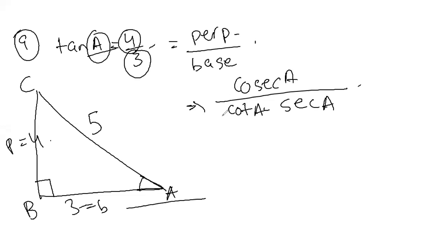So if the question is asking us for the value of cosecant A upon cot A minus secant A. Sorry for repeating this, but cosecant A is 1 upon sine A. So first we have to find the value for sine A.